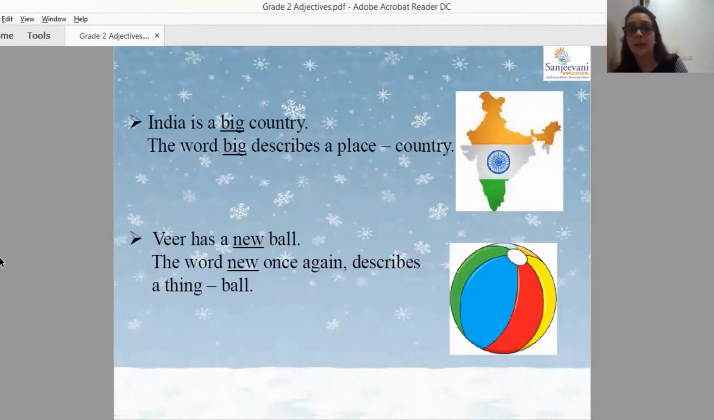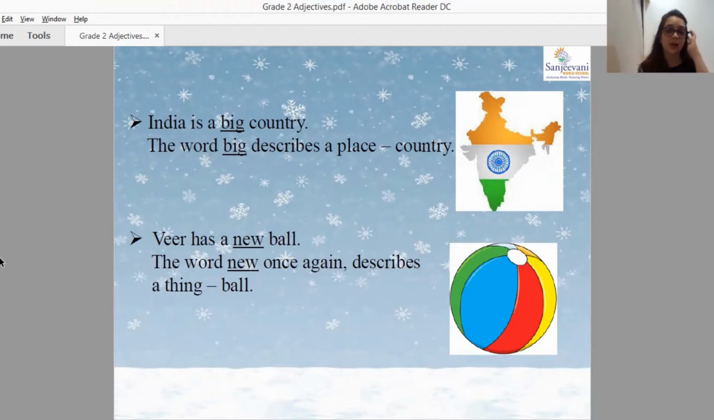Now let us talk about the place over here. India is a big country. India is a country. So it's a place. So this is telling more about a place, more about India. So the word big is describing more about the place, that is the country India. So the word big describes a place, that is country.